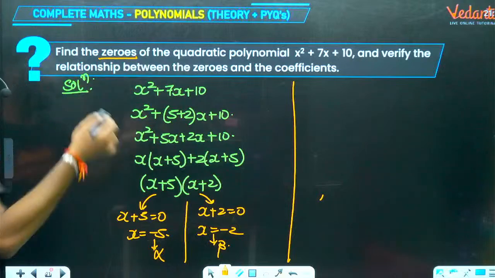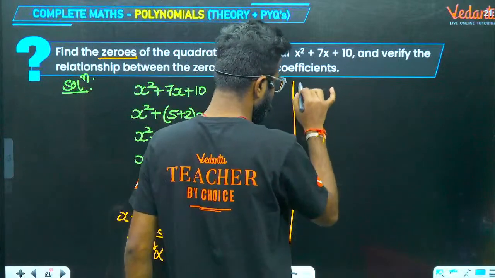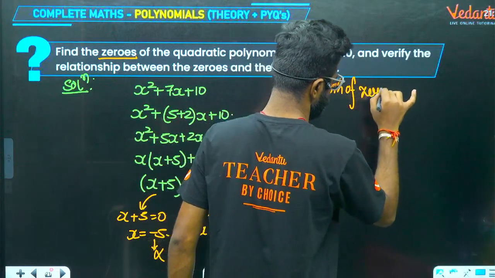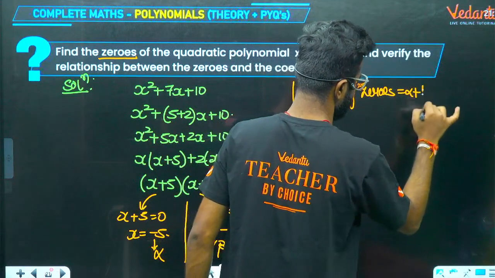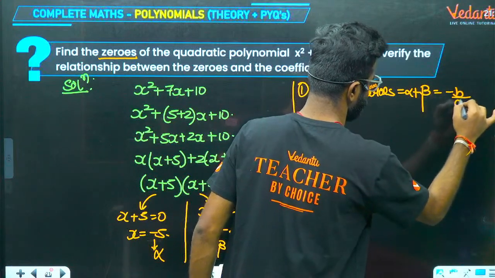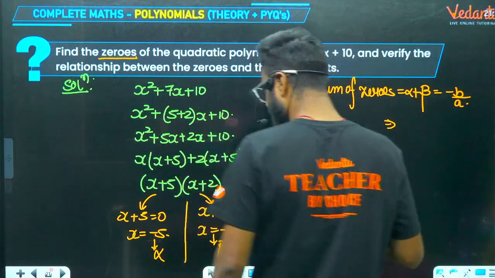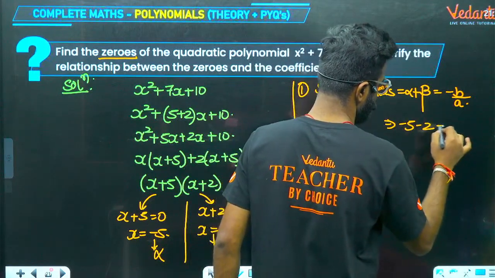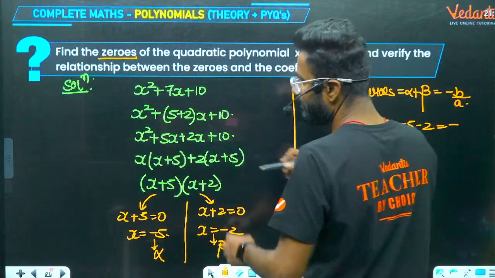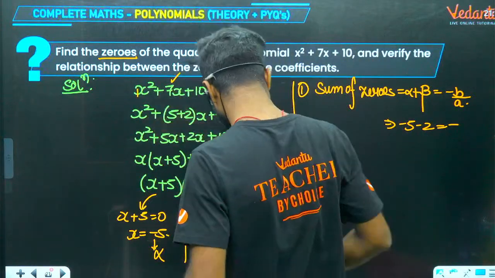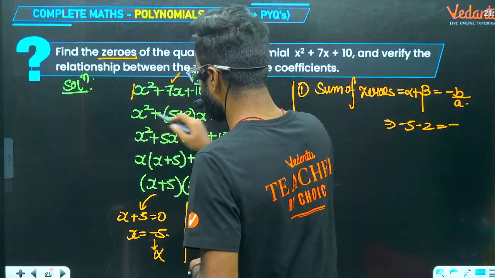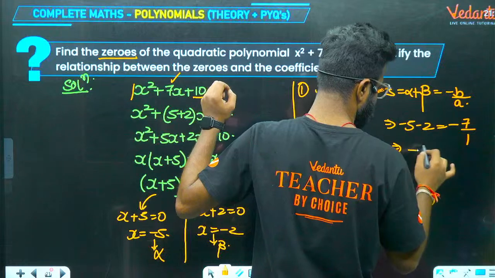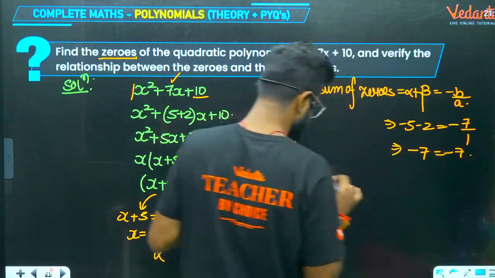To verify the relationship, we know that the sum of zeros, alpha plus beta, is equal to minus b by a. So what is alpha and beta? Alpha is minus 5 and beta is minus 2. Minus 5 minus 2 is equal to minus b by a. B is 7, a is 1. See, a is 1 and c is 10. Minus b by a, minus 7 is equal to minus 7.